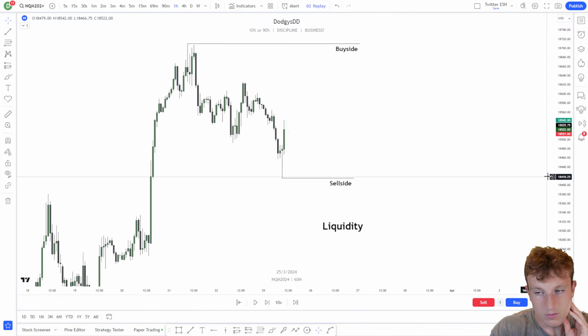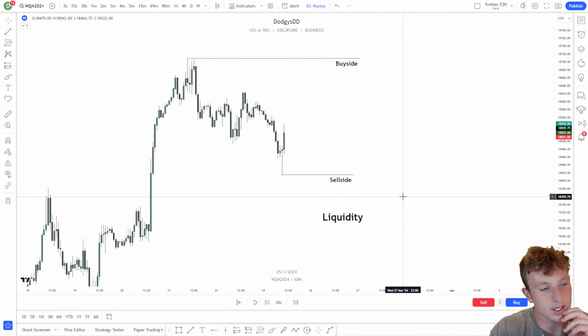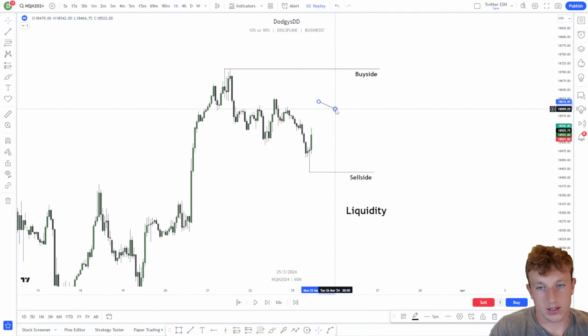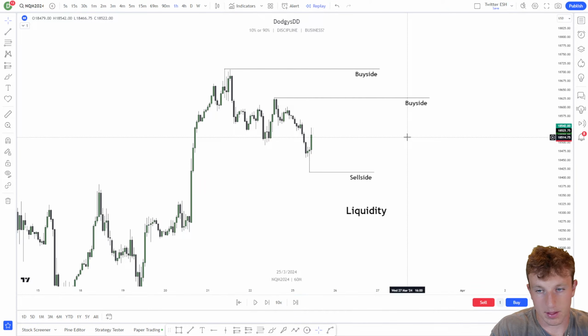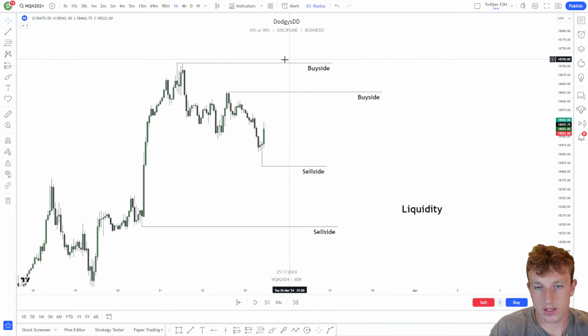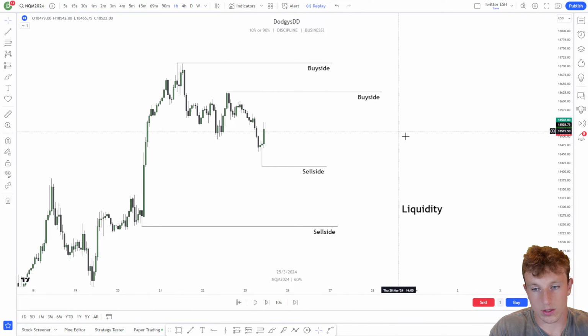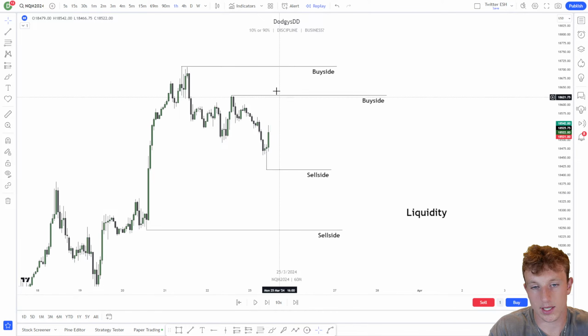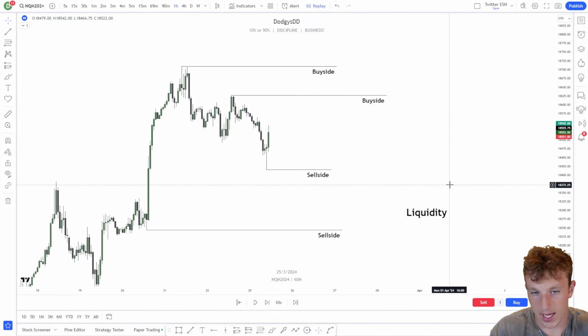Now, another thing you have to understand is there are going to be multiple buy sides and multiple sell sides. So this is going to be buy side, this is going to be sell side. And keep in mind all these highs and lows are liquidity. Our job is to figure out which liquidity pool the market is likely to go to based off of entry points, based off of fair value gaps, based on what I'm going to teach in the next video. But you need to understand liquidity as a whole before we can figure out where the market's likely to head.